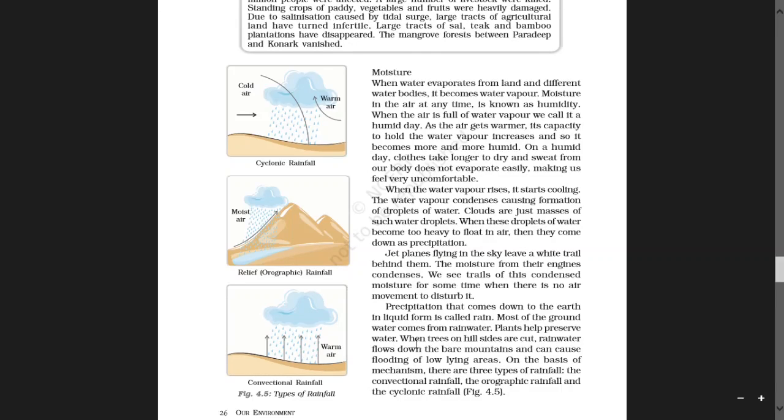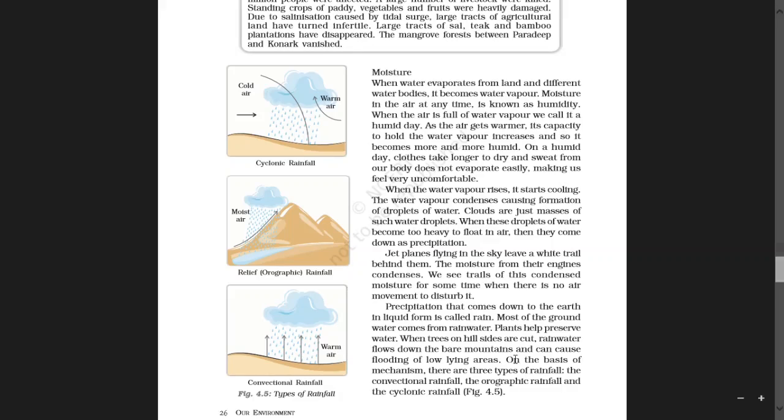When trees on hillsides are cut down, rainwater flows down the bare mountains and can cause flooding of low-lying areas.